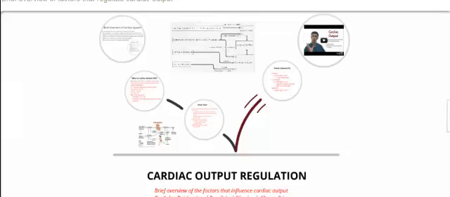So this is a brief overview of cardiac output and its regulation, and we're going to go over some of the parameters that affect cardiac output.